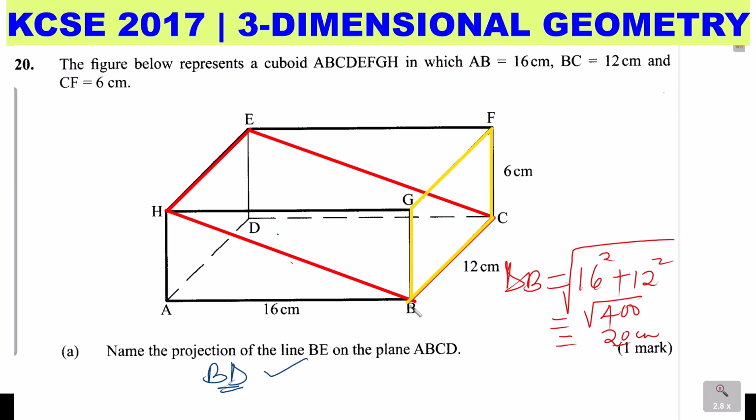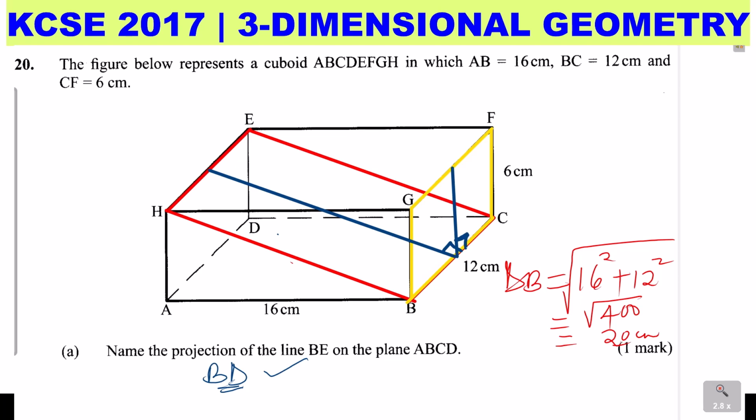When we consider the plane BCHE, we draw a perpendicular to the line of intersection. This is the midpoint, so I draw a perpendicular like that. That is a perpendicular to the line of intersection. Then I also draw from the other plane a perpendicular to the line of intersection. That perpendicular is going to meet that line at 90 degrees.